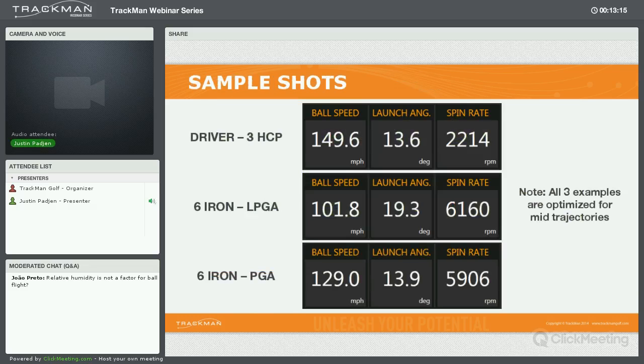So now I've got a few different sample shots here that we're going to use for future examples. We've got a driver and 2 6-irons, the 6-iron from an LPGA player and the 6-iron from a PGA player. And just as a note, all 3 of these are optimized for mid-trajectory. So they're all pretty standard ball flights. They're not too high, not too low. They're right in the middle for these types of club speeds and ball speeds here.